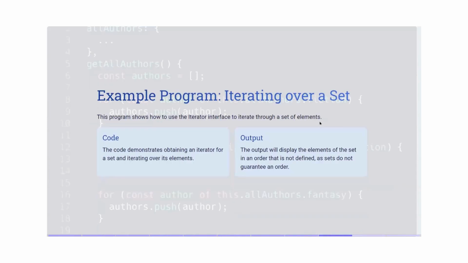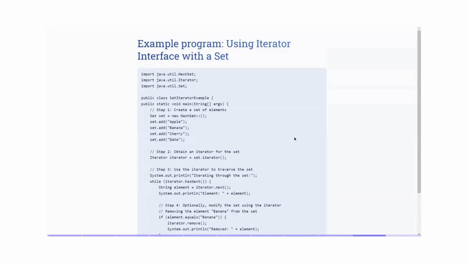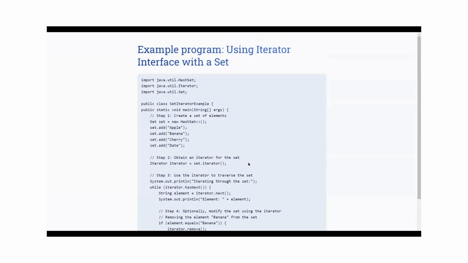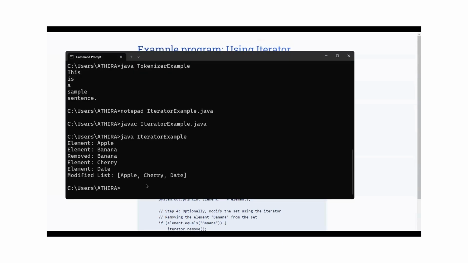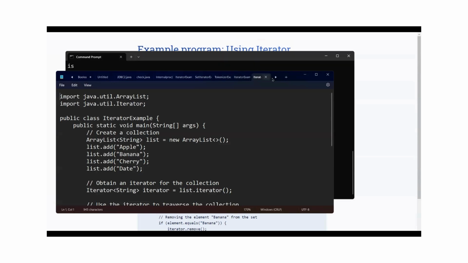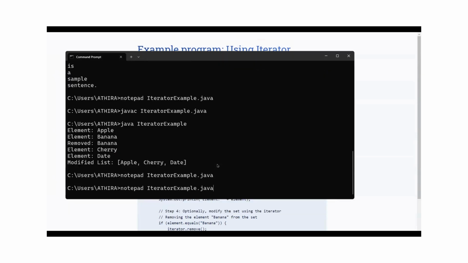Now let us see how to use the iterator interface to iterate through a set of elements. So this is the code to implement it on a set of elements. Now, similarly, open the command prompt, open the notepad. As we are performing it on a set, I have kept its name as SetIteratorExample.